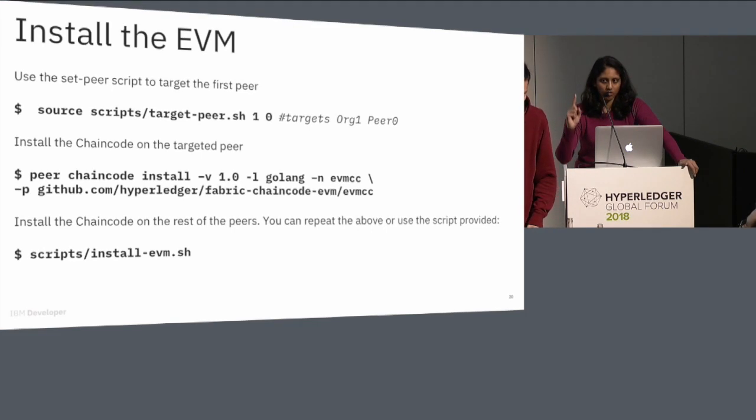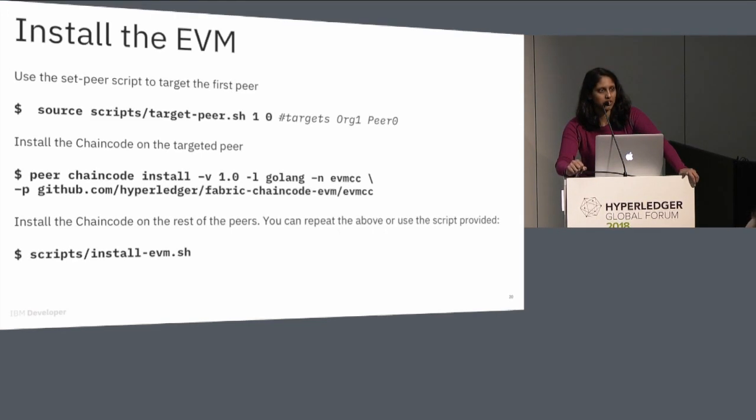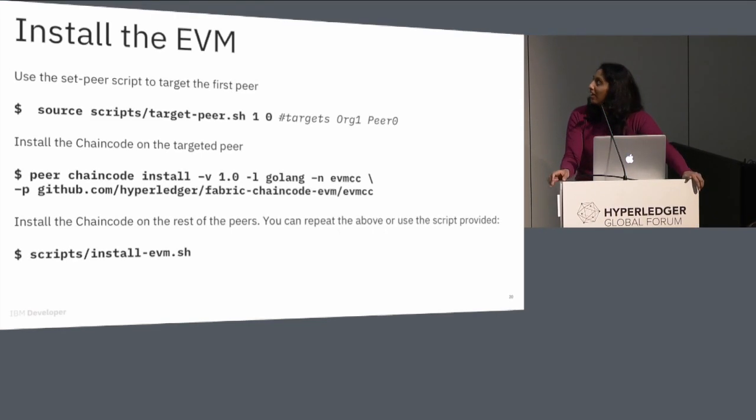I'm going to make you do it manually the first time. Then we gave you a script to install it on the rest of the peers, so you don't have to type that out again. But that script will not install it on that first peer that I am asking you to target. So you just run the first two commands on the first peer, then run the bottom command for the rest? Mm-hmm. Got it.